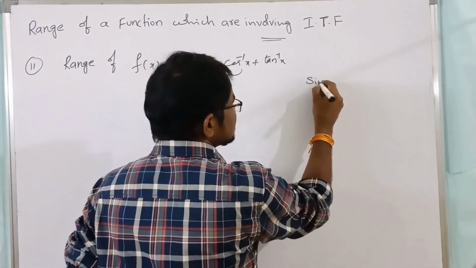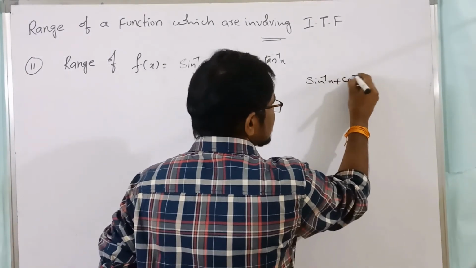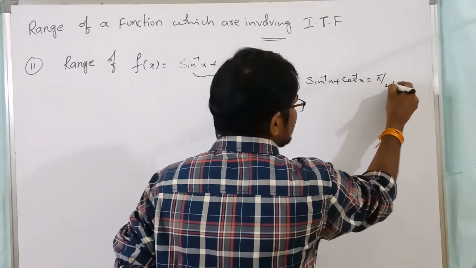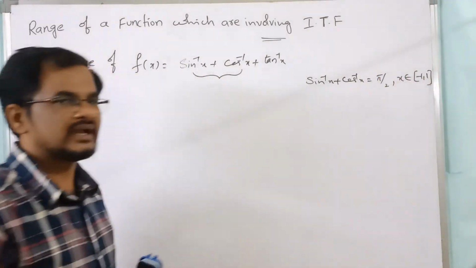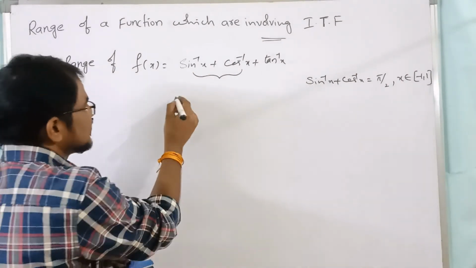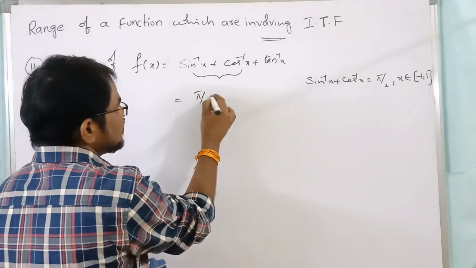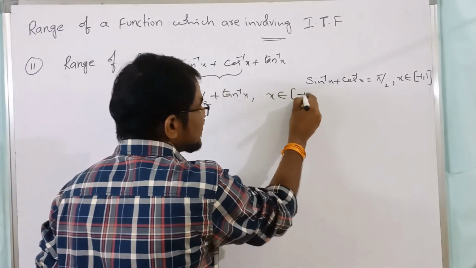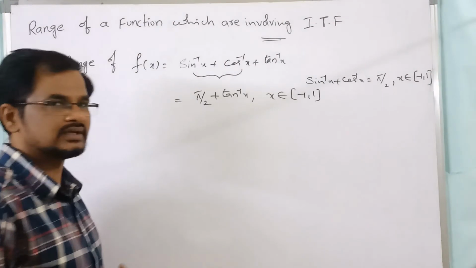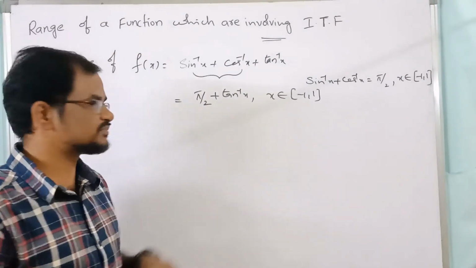We know that sine inverse x plus cos inverse x equal to pi by 2 for x belongs to closed interval minus 1 to 1. So this is pi by 2 plus tan inverse x, when x belongs to what? Minus 1 to 1 only, right? Here carefully you have to do this problem.